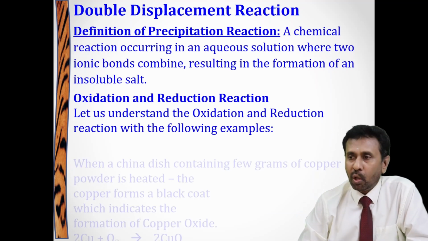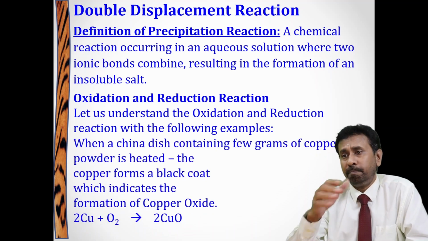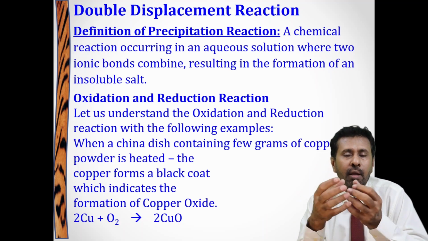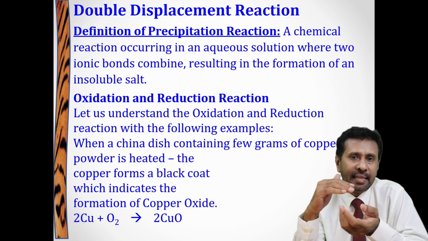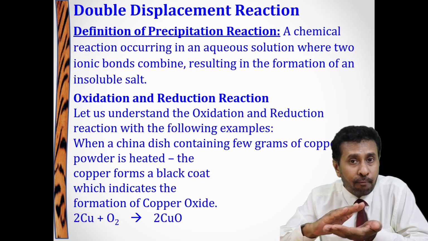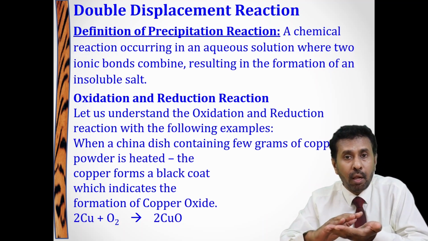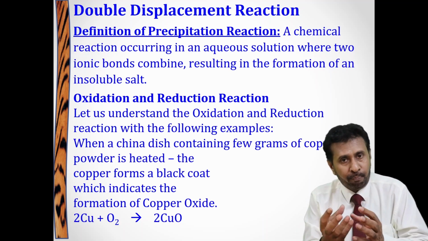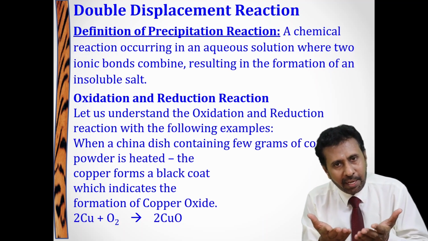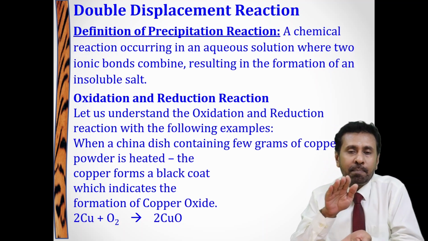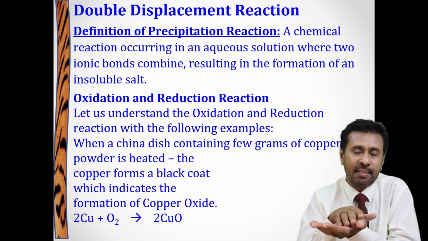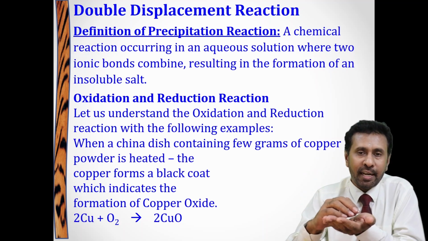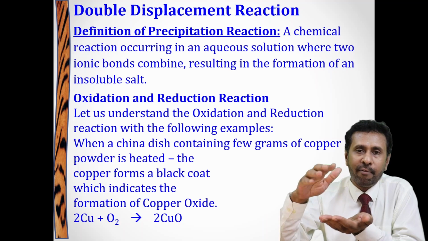Let us discuss oxidation and reduction reactions. So what is oxidation and what is reduction? Now take a china dish, put some copper filings and heat it. When you heat it, the heated copper reacts with the oxygen in the atmosphere and forms a coat of copper oxide, which is black in color. Now keep the heating going on, but then all you need to do is pass hydrogen gas over this. The hydrogen reacts with the oxygen in copper oxide and forms H2O and it evaporates.